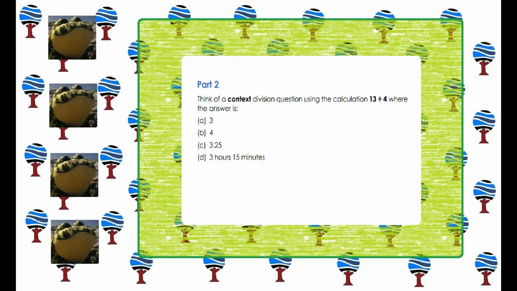Now, we're ready for part C of this question. And we've got a decimal as our answer, 3.25. So I'm going to think of something that we use decimals in context with, and I'm going to talk about length. I'm going to use length and the relationship between meters and centimeters to help me get the context for the question where the answer is 3.25.